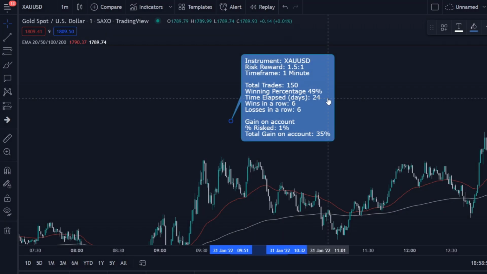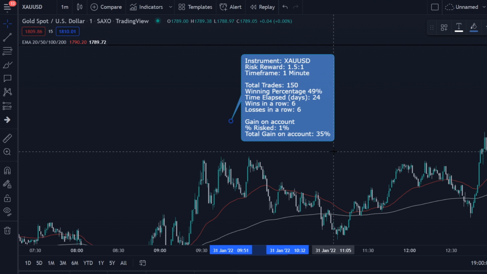Alright, the results are in. Let me show you the numbers. We traded gold on the 1 minute time frame and we used a risk reward of 1.5 to 1, and we risk 1%, and every 1% that we risk we would like to gain 1.5%. We took in total 150 trades. The winning percentage was about 49%. It took me 24 days. Wins in a row was 6, losses in a row was also 6. And in total the gain on the account was 35%.